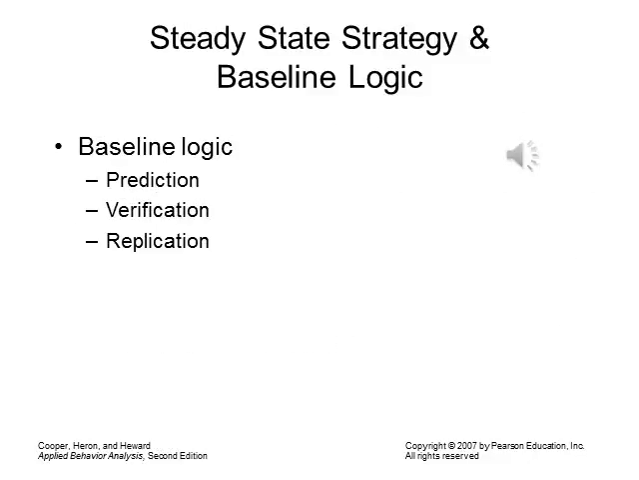I think this is clearly explained in your textbook, but I'm going to spend some time talking about it, and that's the idea of steady-state strategy baseline logic. The 3 components of this, and these are the 3 components of any experimental design in applied behavior analysis that we have to be able to clearly articulate and explain, and it's part of being able to say that the treatment's responsible for changes, are prediction, verification, and replication.